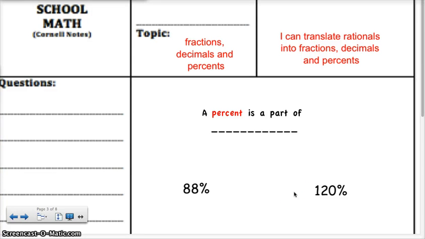Right, we are talking about lesson unit 6.4 today: fractions, decimals, and percent. You are going to be able to translate rationals into fractions, decimals, and percent. Actually, I'm going to ask you to do it all three ways most of the time.